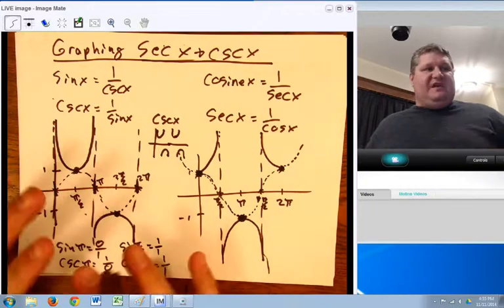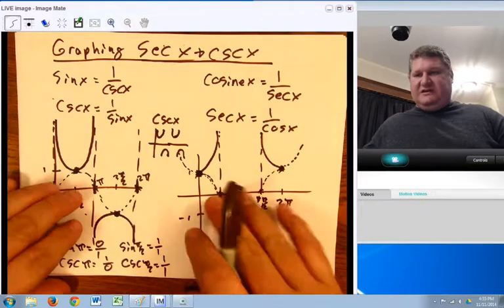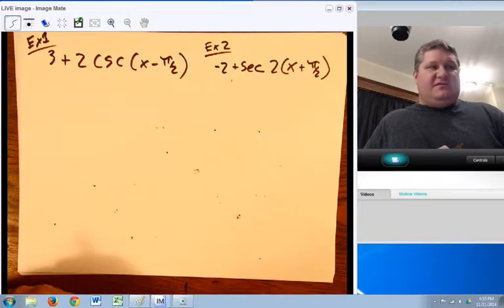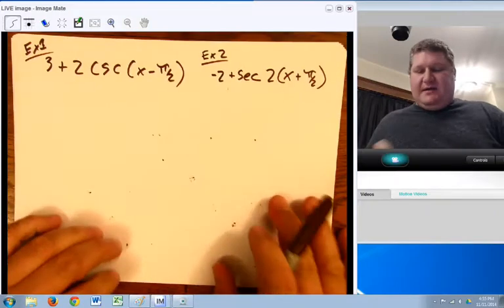So, secant, cosecant, that's all put together. Here's what I want you to do. I want you to come up with 2 examples. Give those a whirl.